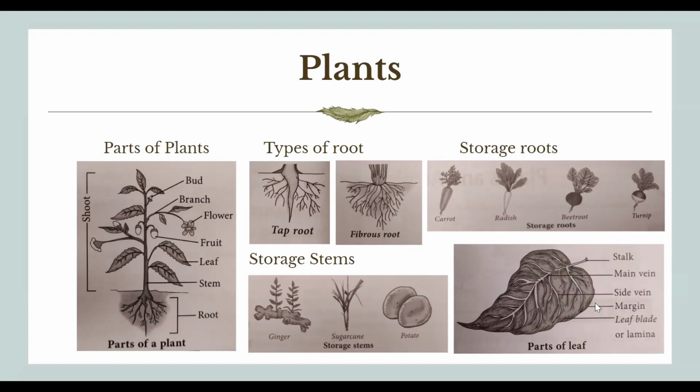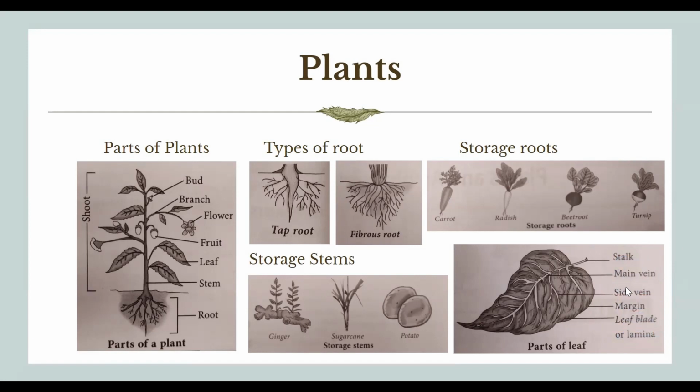Leaves help us to prepare the food for the plant. So what is it called then? It is called the food factory. Yeah, it is called the food factory of the plant.